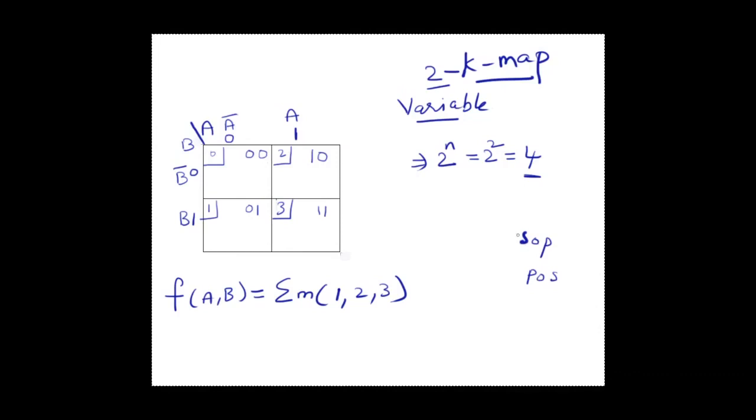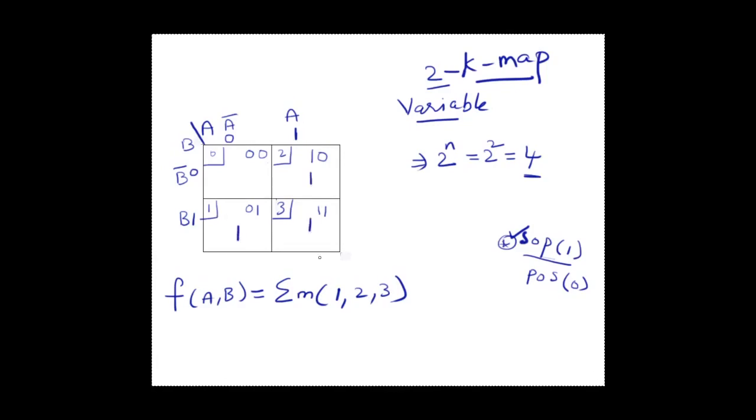Generally we follow this method, and in SOP we always represent it in the form of 1s, and in POS we always represent in the form of zeros. In SOP the terms are called min terms, and in POS they are called max terms. We are discussing SOP now. So let's consider this: it is summation of these min terms m. From this I have 1, 2 and 3. That means in place of 1, this is 1, right? So here I'll place a 1, and this is 2 and this is 3.